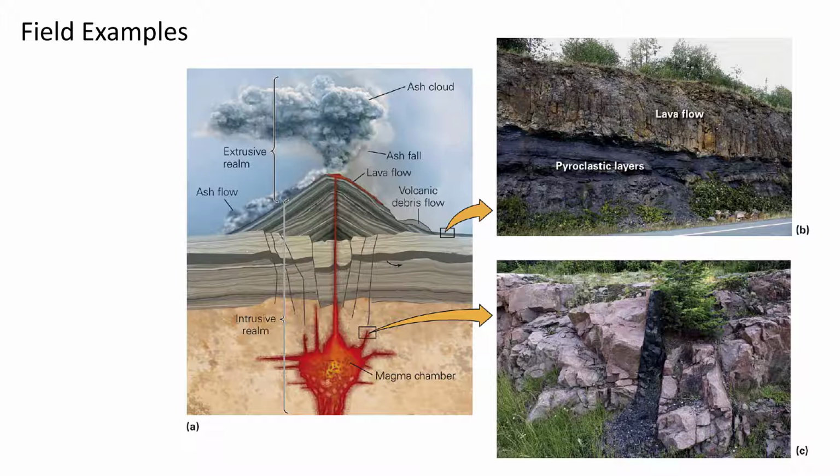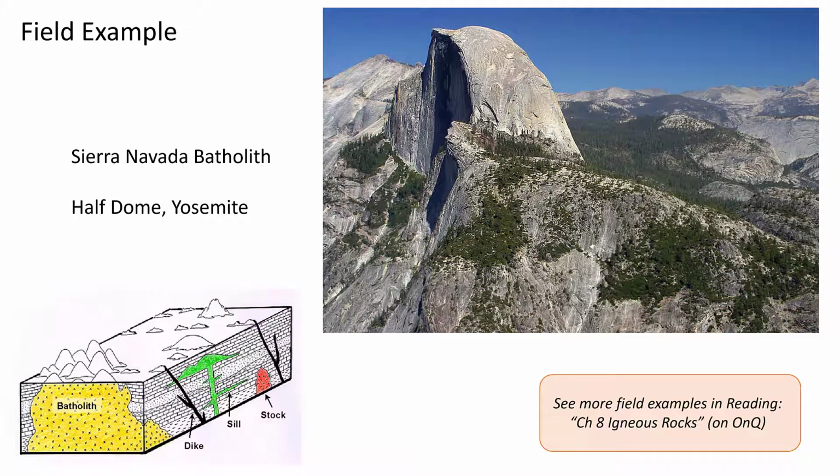The example on the bottom right is an intrusive igneous style, so you can see a black dike cutting up through more of the pinkish granitoid country rock. We saw this example of the Sierra Nevada batholith in previous lectures. This is Half Dome in Yosemite Park in the US, and this is a famous example of a batholith in North America. There's some more information on this, and there are many more field examples in the chapter reading on igneous rocks.